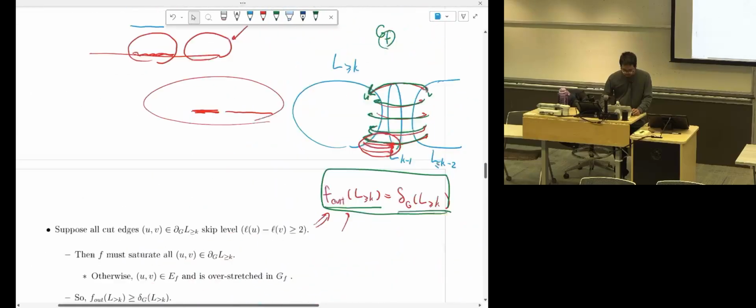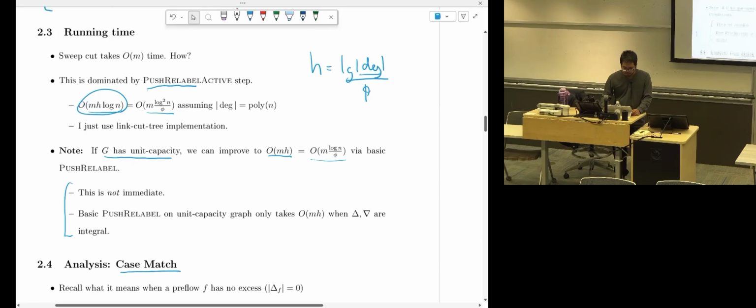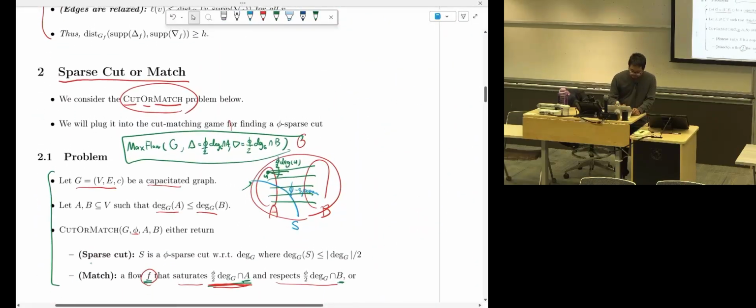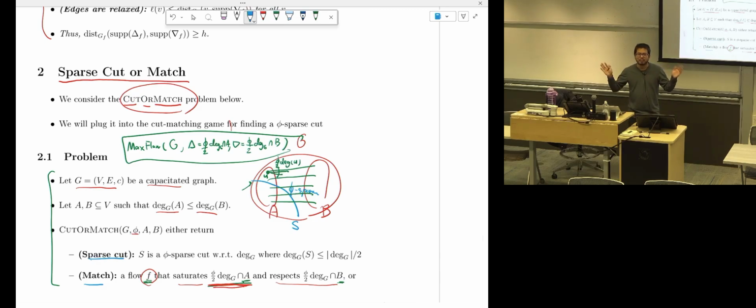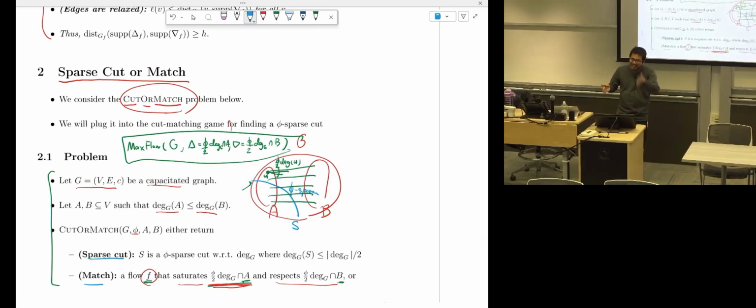So to conclude, we just solved the cut or mesh problem. We either find a sparse cut or we mesh the whole thing, or find some sparse cut. What we do is just run push-relabel up to something like log over phi levels. If you don't have excess, you're done. If there is excess, you can do some sweep cut, find some layer that is sparse.